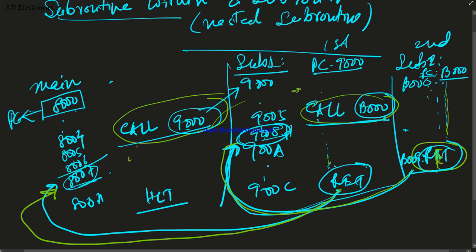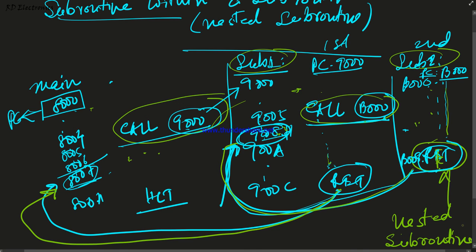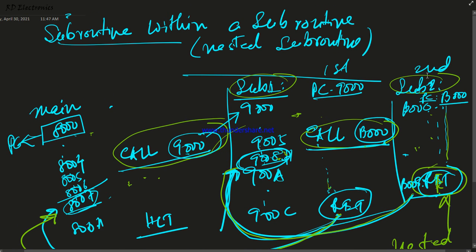That means it is back in the main program. So this is subroutine 1, this is subroutine 2, and this is the main program. So this subroutine is within the main program, and this subroutine is within this subroutine. That's why this is known as a nested subroutine. Okay, that's why it is called nested subroutine. Okay, so this is the concept of stack and subroutine.